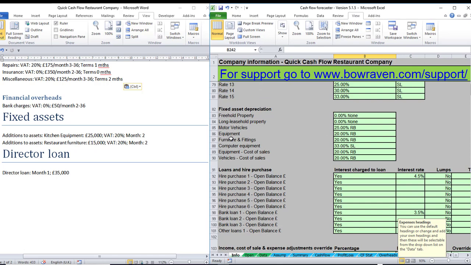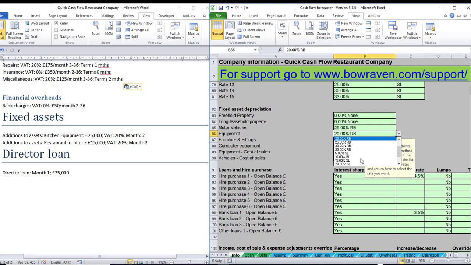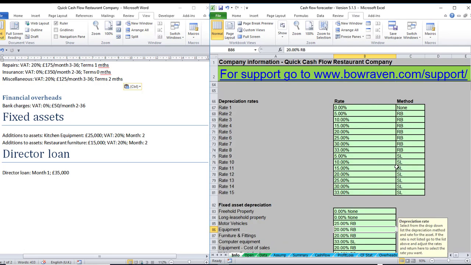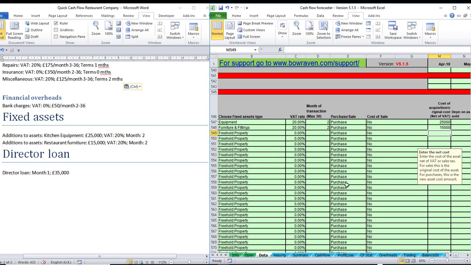So equipment and fixtures and fittings are depreciated at 20% reducing balance, and you can change these to whatever you want. You've got these various rates you can apply here, but I'm going to leave them as set. By just entering that information, it'll put all the entries in the right places: the VAT, the cost of acquisition, the cash flows, and then the depreciation going to the profit and loss account and on the balance sheet, and so on. So all your entries are done for you.